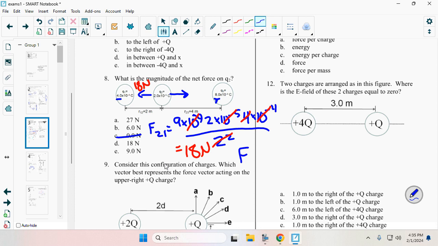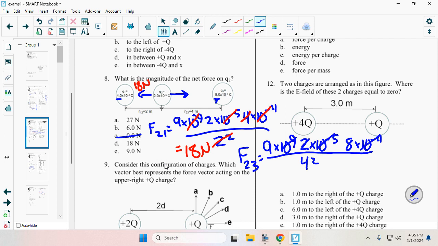The force on particle 3, that's 9 times 10 to the ninth, negative 5, 8 times 10 to the minus 4, divided by 4 squared. That cancels with that and that. That 2 times 8 cancels the 16, and then I'm left with 9. So 18 to the left, 9 to the right. Force is 9 newtons. Like that. So be sure that you can do that. There's one like that. All right?